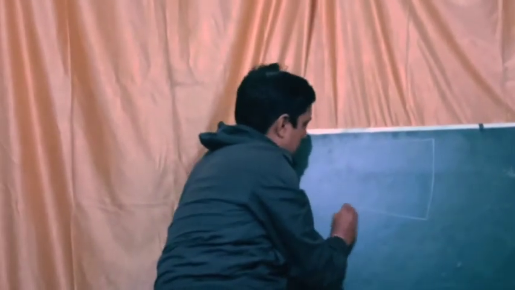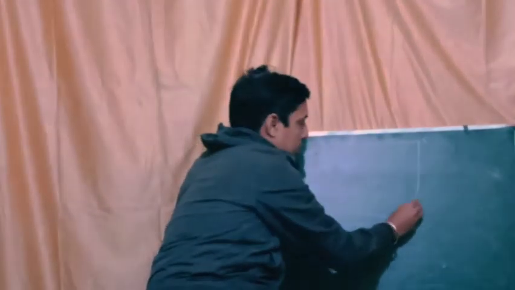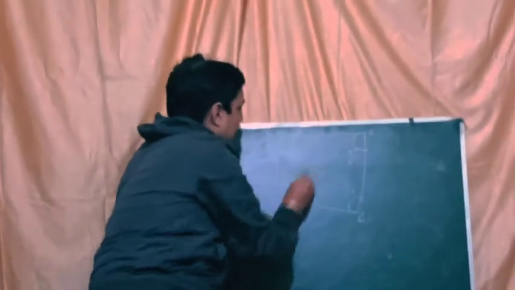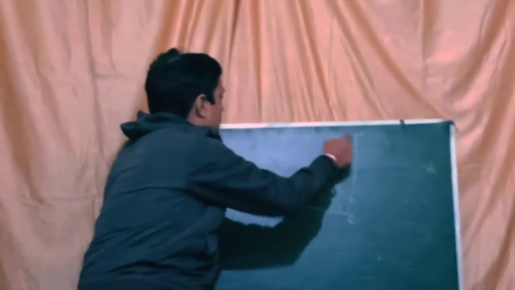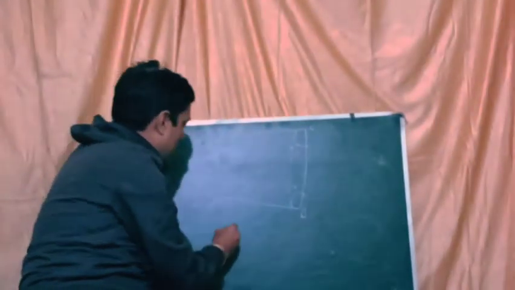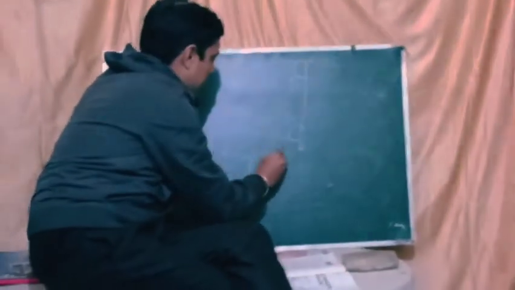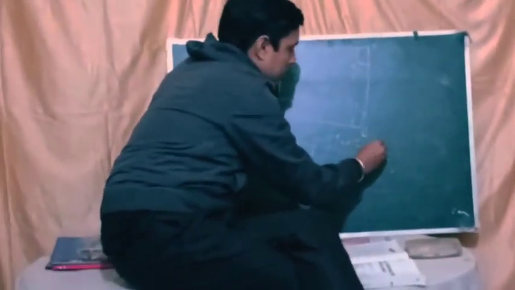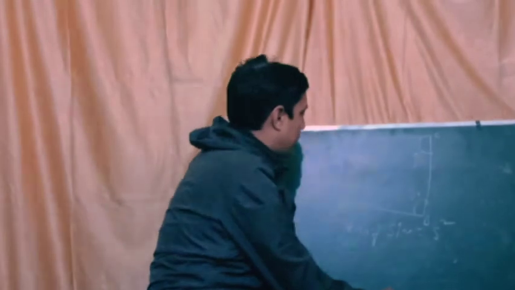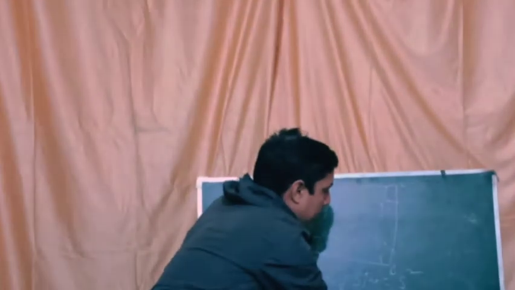Square is ABCD. These all angles should be right angles. And AB should be equal to BC, BC should be equal to CD, and CD should be equal to AD. These all sides should be equal. So the area of a square is equal to side into side, meaning side square. Okay, side square. Suppose this is 5, then 5 into 5 is equal to 25 centimeter square, right?